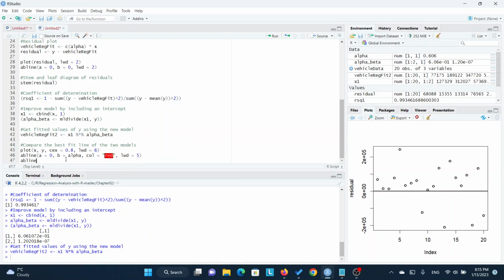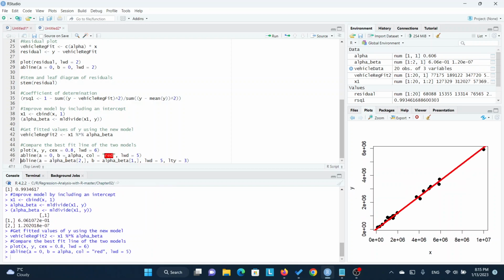And we'll add another abline using the intercept from the new model. That is alpha underscore beta. Our intercept is the second row, and b is going to be alpha underscore beta, the first row. We'll give it lwd of 5, and line type is going to be 3. Let's run all those. There you go.